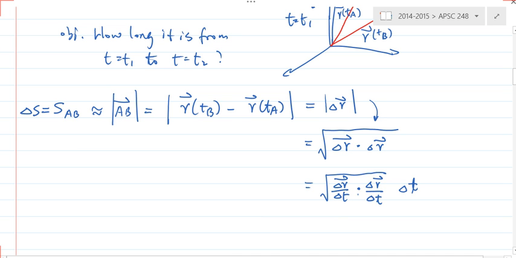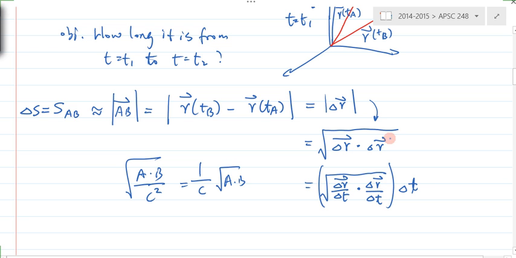Is that inside the square root? No, not inside, outside, like this. Can you get this? This is very clear. You know, this is a over a times a dot b over c squared, and that's basically 1 over c times a dot b. But you can't change this, so you multiply by c.